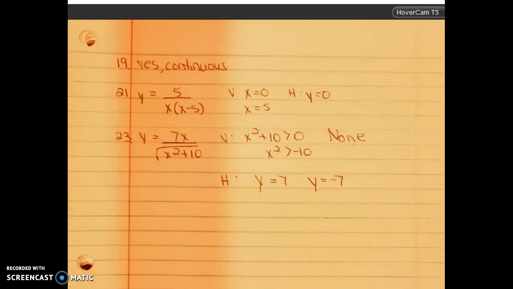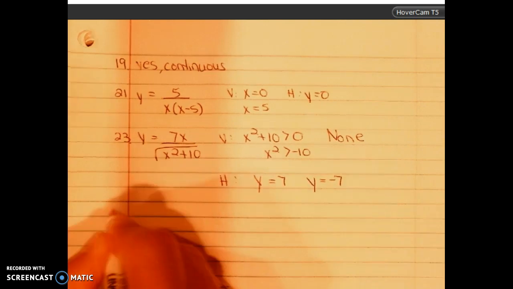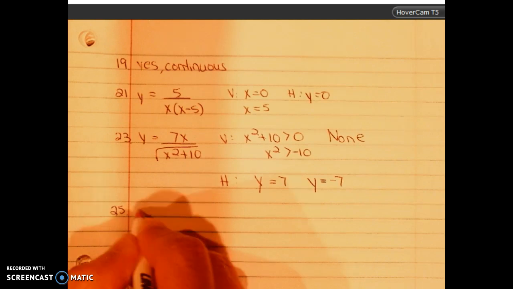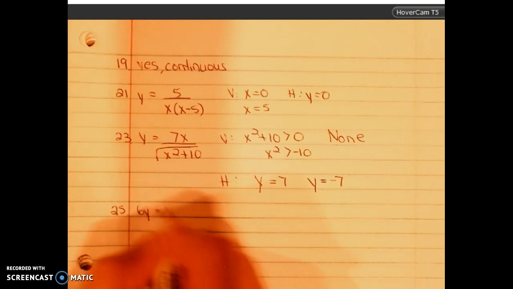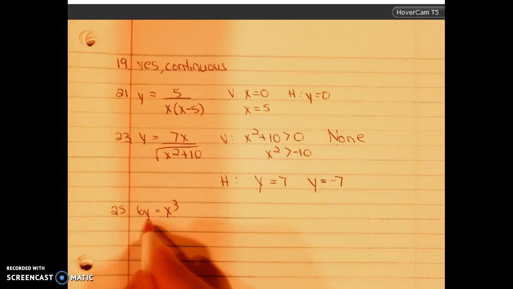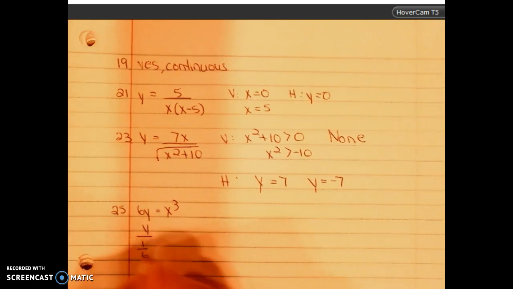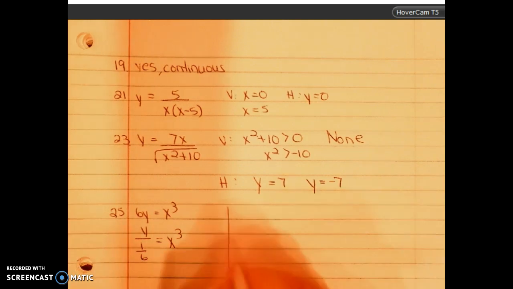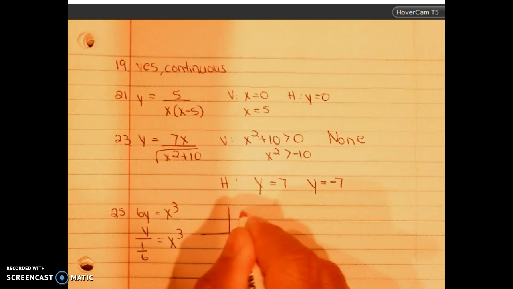Moving on to question 25, they want us to state the intervals when it is increasing. So 25 I actually know. Again, if I looked at it in that form, I see this as 6y equals x cubed. If I wrote this, this would actually be y over 1/6 equals x cubed. So I have a cubic equation with a vertical shrink of 1/6. So that just means it's going to get even shrunk.